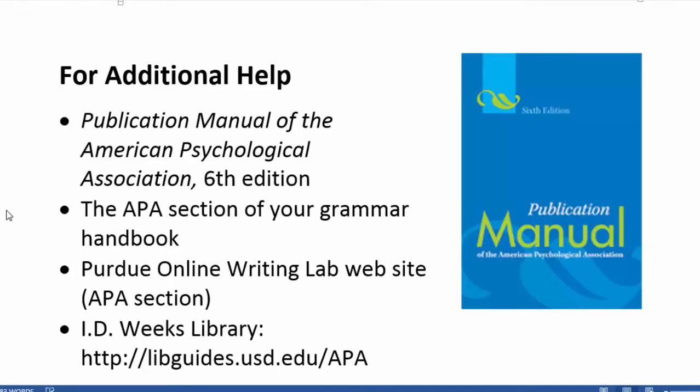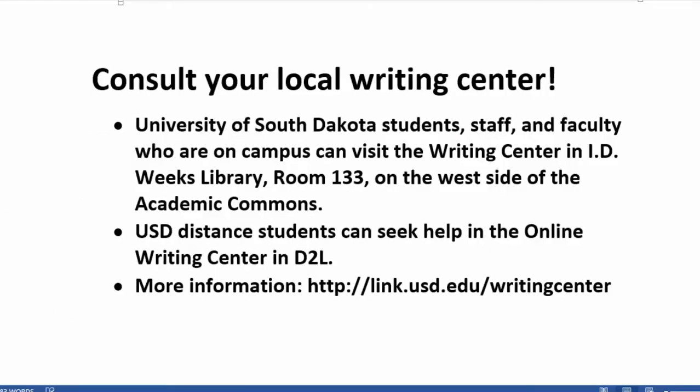For additional help with APA style, consult the Publication Manual of the American Psychological Association, 6th edition. You can also consult the APA section of your Grammar Handbook or the APA section of the Purdue Online Writing Lab website. The library also has some helpful handouts and information on APA style at libguides.usd.edu/APA. You can also visit your local writing center.